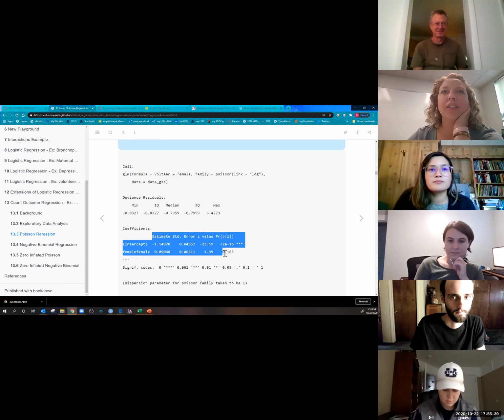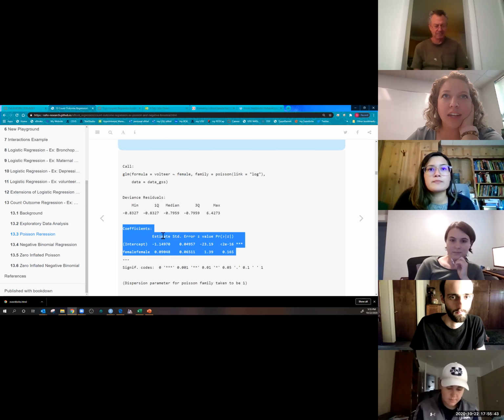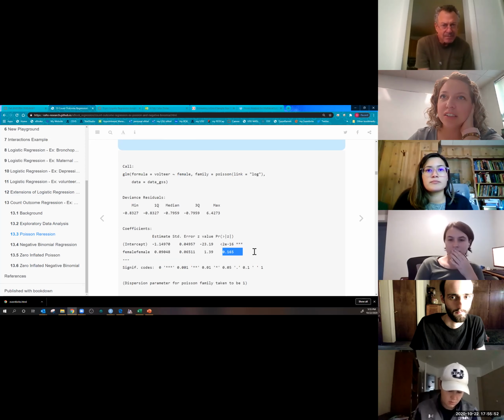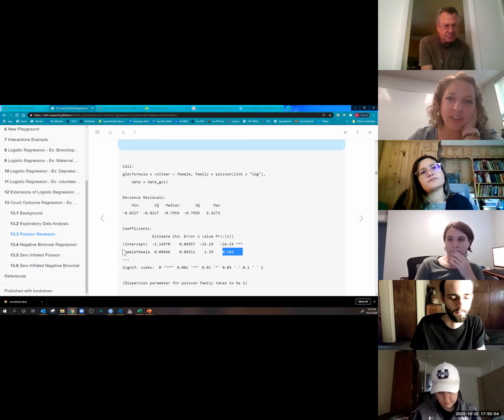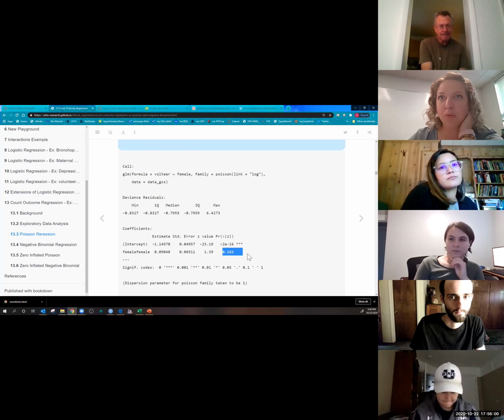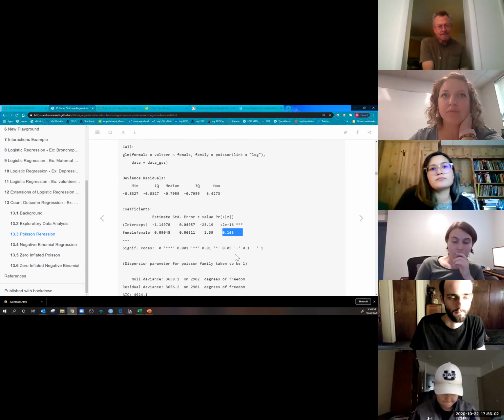So here, the estimate for female, let's see. Here's the coefficients part. Estimate for female is 0.09. I don't know what that means because it's a log of the rate. But if we look over here at our Wald test, we see that being female, is that changing the number of times they volunteer? Not statistically significantly so, because the Wald test has no stars on it.